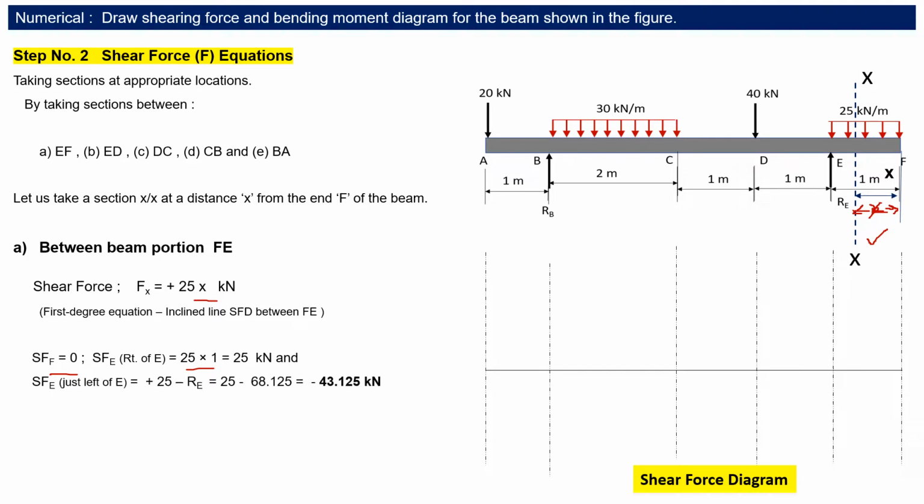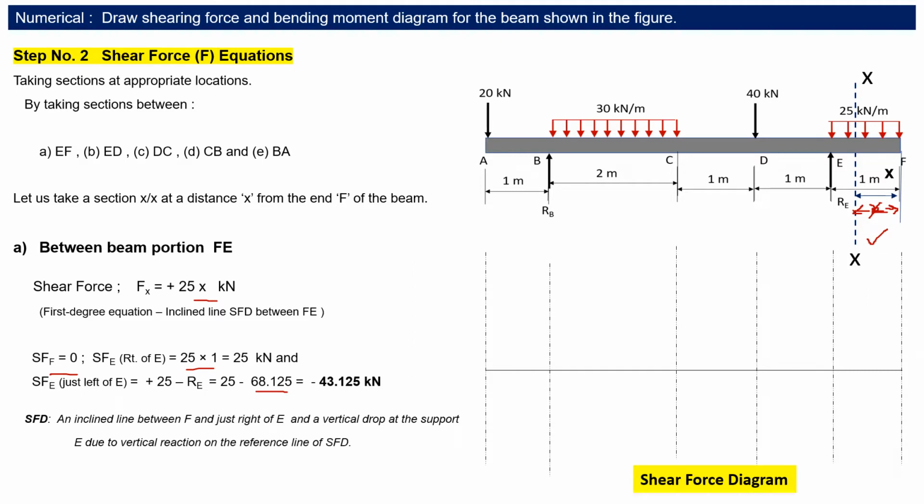And when you take the shear force just left of E, then this RE needs to be taken into calculation. So it is plus 25 minus RE. When we put the value, RE is equal to 68.125, which we have already calculated. So ultimately we are getting shear force just left of E equal to minus 43.125.